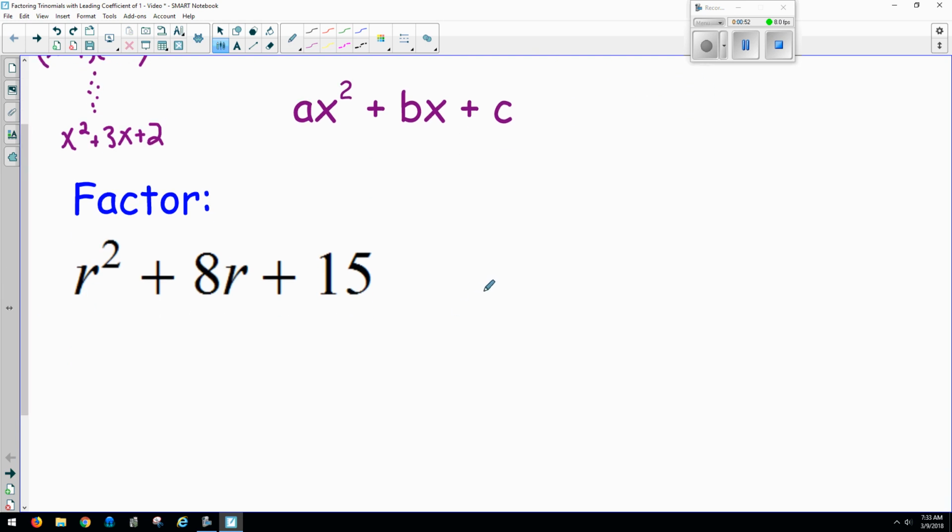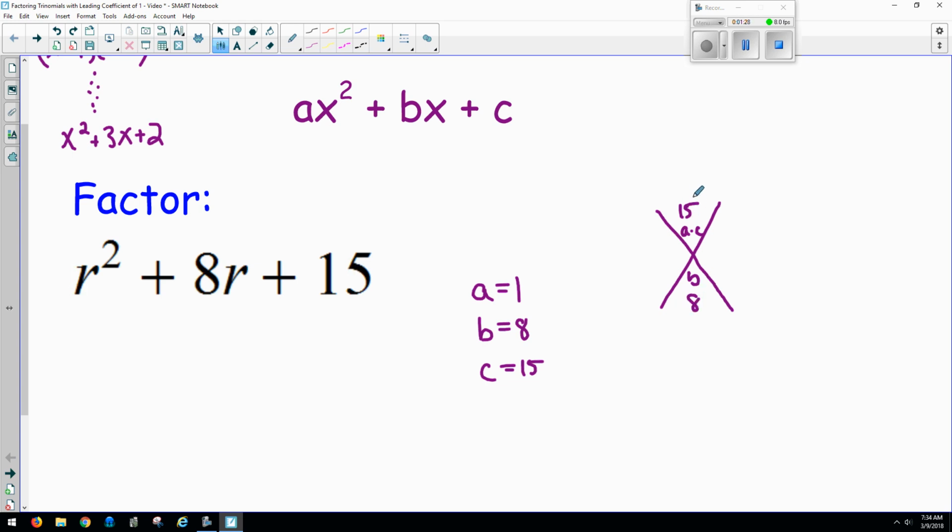We're going to define a, b, and c. So a, again, is the number in front of the squared term. B is the number in front of the variable, and c is the number without any variable. And so we're going to have sort of this procedure that involves this x right here. And in the top of the x is going to go a times c, and the bottom of the x is going to go b. So I'm just going to multiply a times c, which is 15, and b is 8.